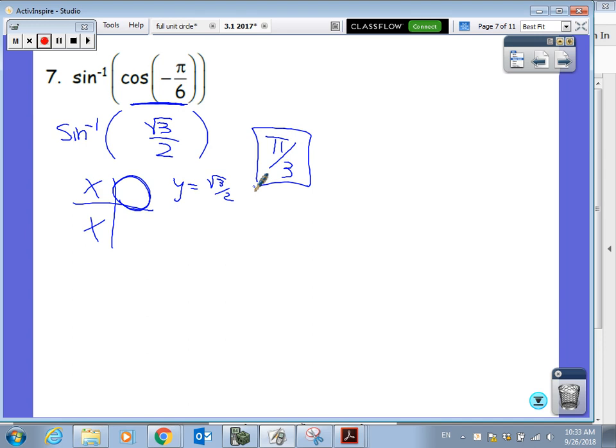Again, it'll always tell you to answer in radians. So do not put degrees down. The directions will always say to answer in radians. So be sure you do that on these non-calculator problems.